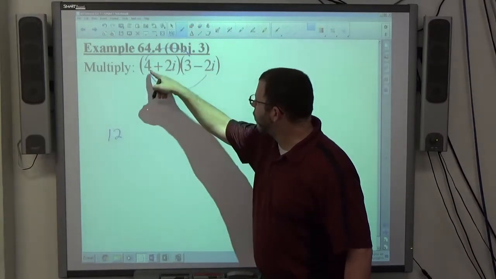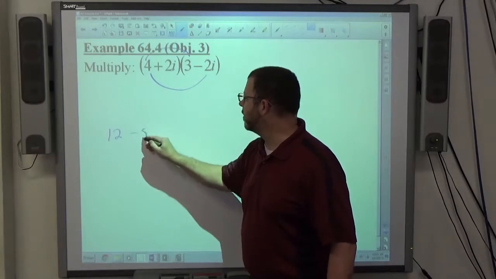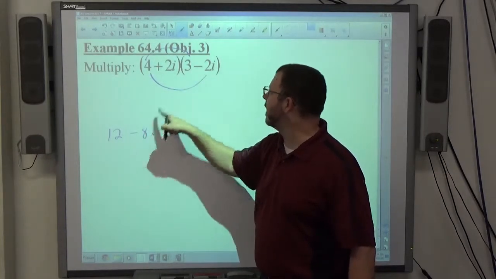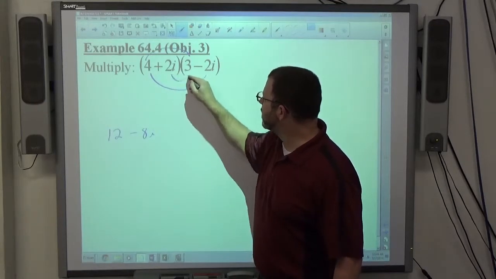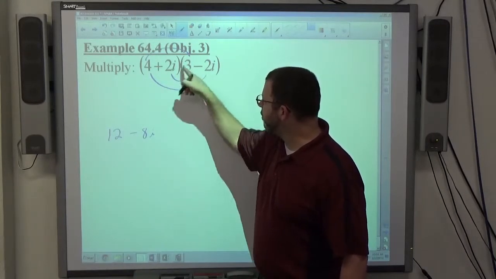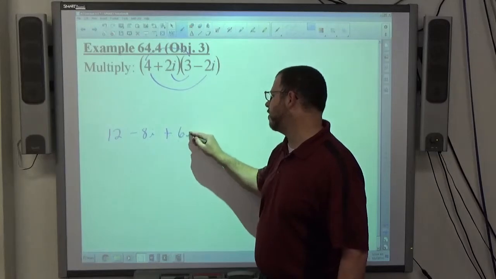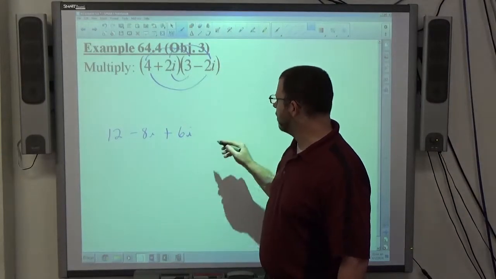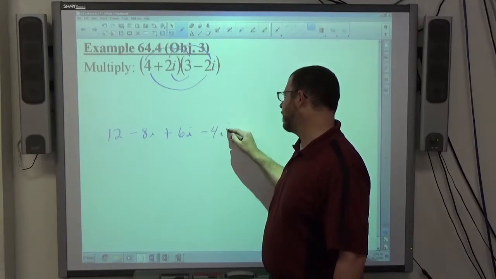Outside product, real times imaginary makes imaginary. 4 times negative 2 makes negative 8, and then the i is attached to it. Inside times inside, positive times positive, real times imaginary can make a positive imaginary. And then imaginary times imaginary, 2i times negative 2i makes negative 4i squared.